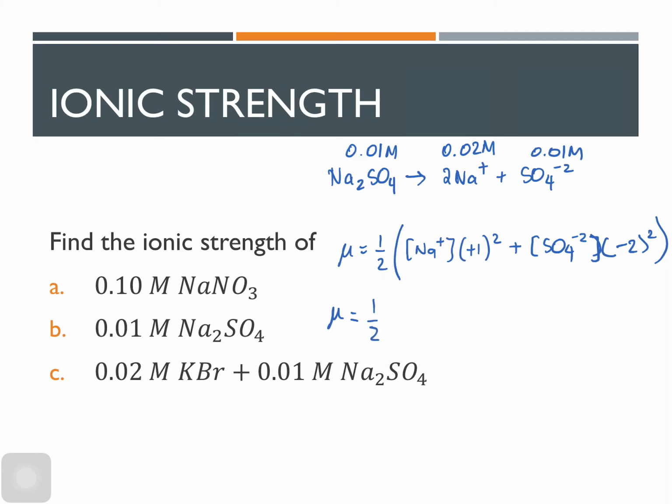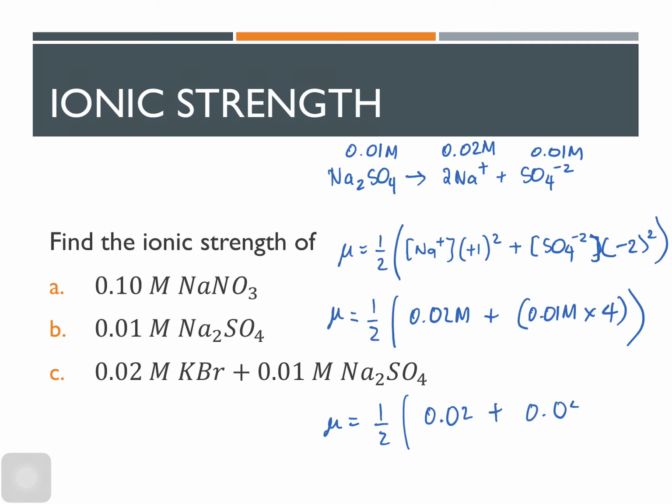That's mu equals 1/2 times 0.02 times 1, which is 0.02 molar, plus 0.01 molar times negative 2 squared, which is 4. That means mu is equal to 1/2 of 0.02 plus 0.04 molar, and that is equal to 0.03 molar. So that's how you solve for the ionic strength.